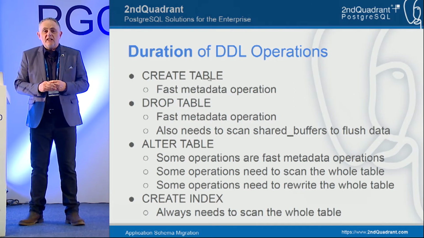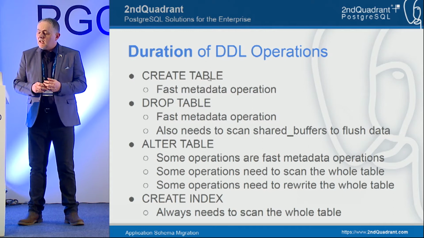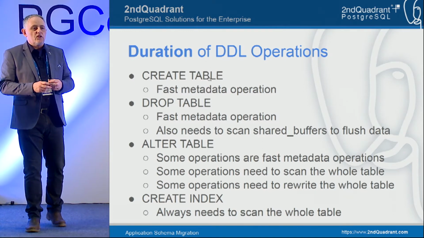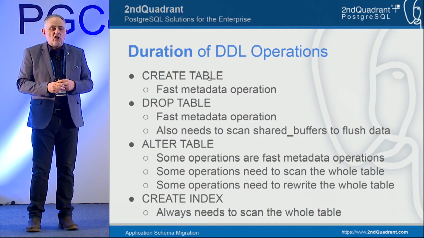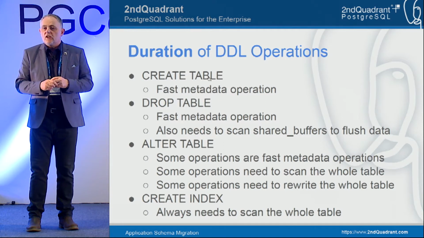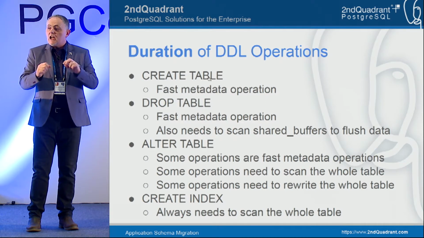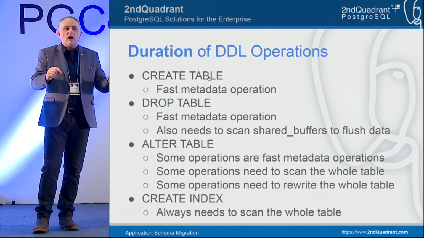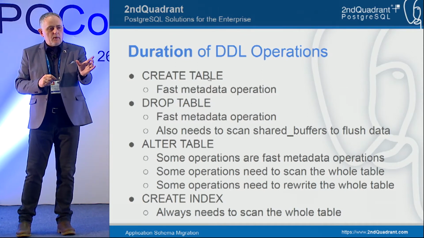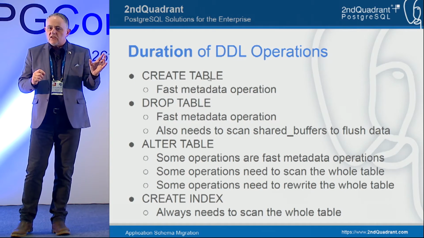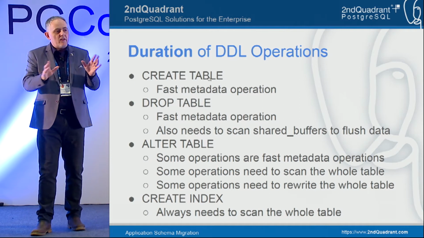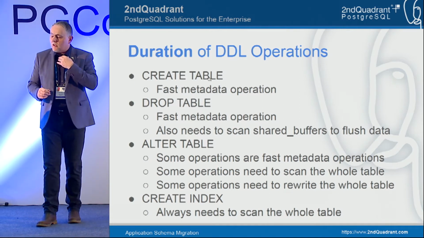And alter table is again a source of complexity, in that some operations are fast metadata operations and some are very slow, needing to scan the table. And there's also some operations that lock the table completely and rewrite every single row in the table. So just because it says alter table on the command, it doesn't mean it's going to execute fast or slow. What you need to do is understand the difference between those types of operation.